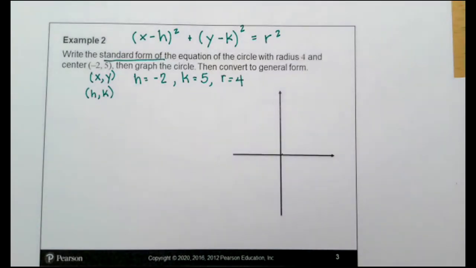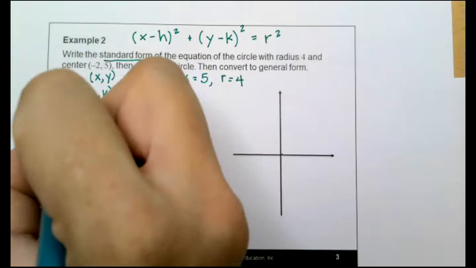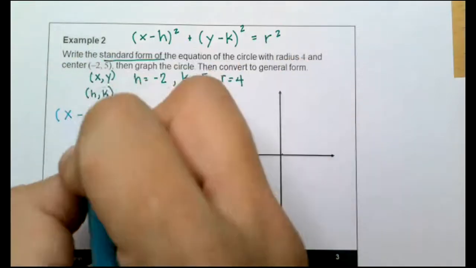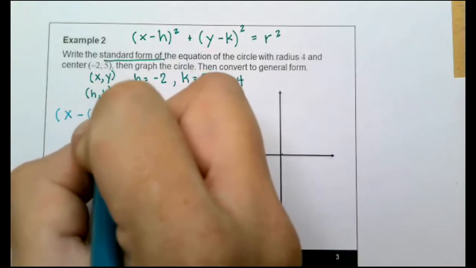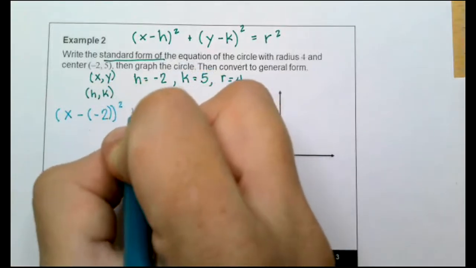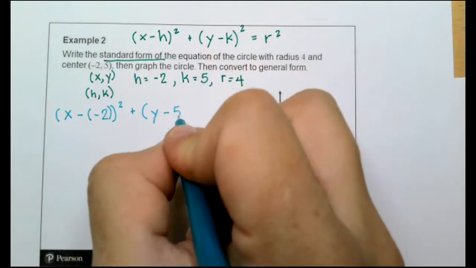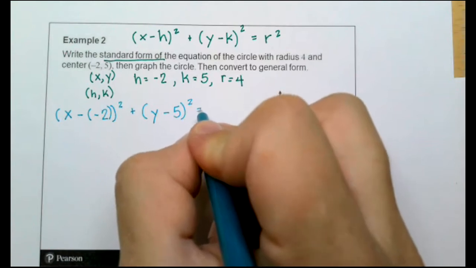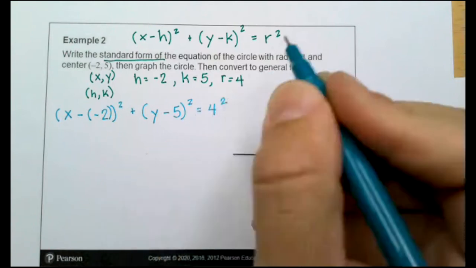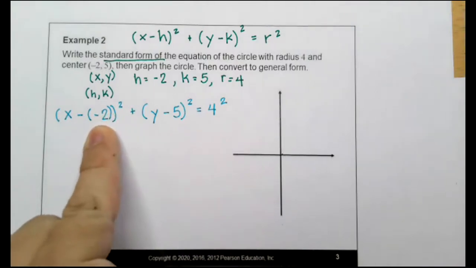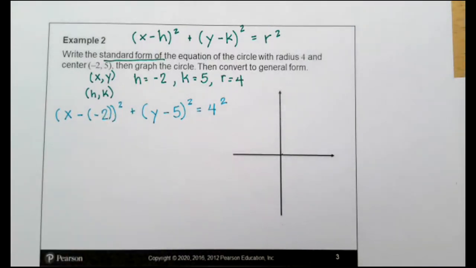I'm just going to plug those in. X minus h. H is a -2, squared, plus y minus k, k is a 5, squared, equals the radius squared. So I want you to see how this was a -2, right? But we can simplify that right now.